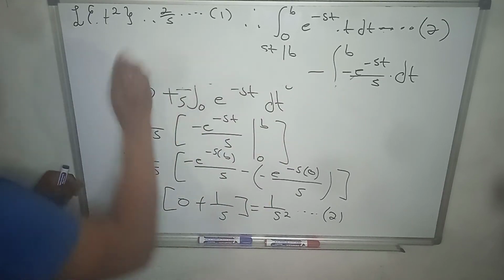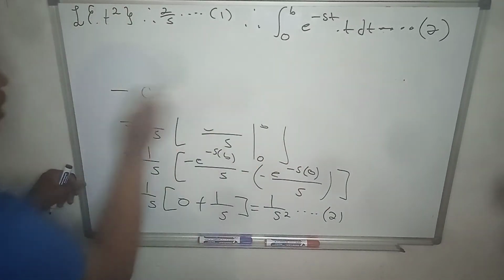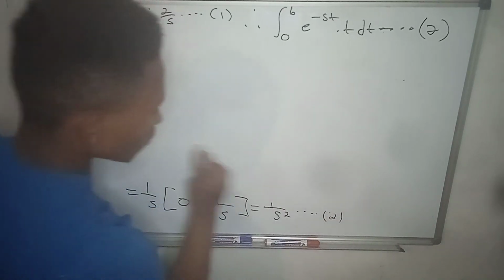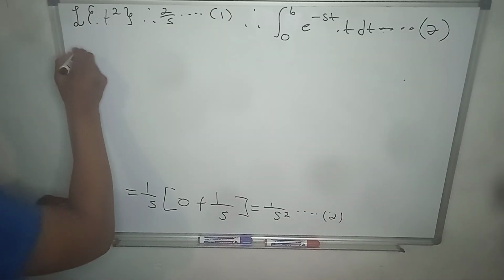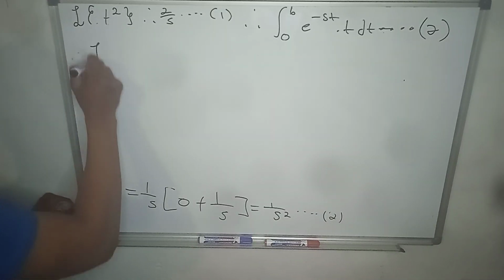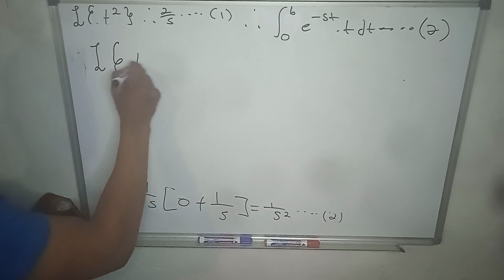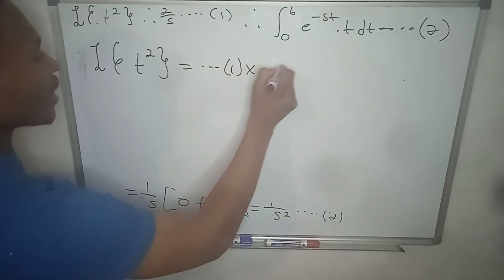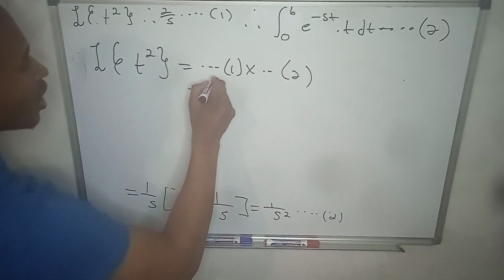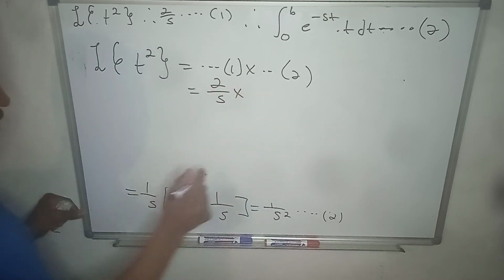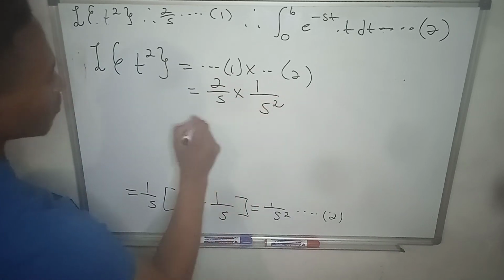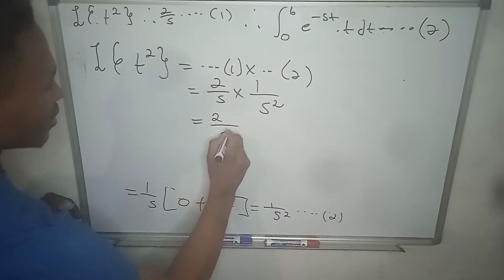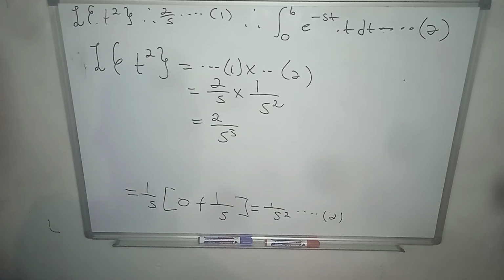That was my equation 2. So the Laplace transform of t squared equals equation 1 multiplied by equation 2, which is 2 over s times 1 over s squared. 2 times 1 is just 2, and s times s squared is s to the power 3.